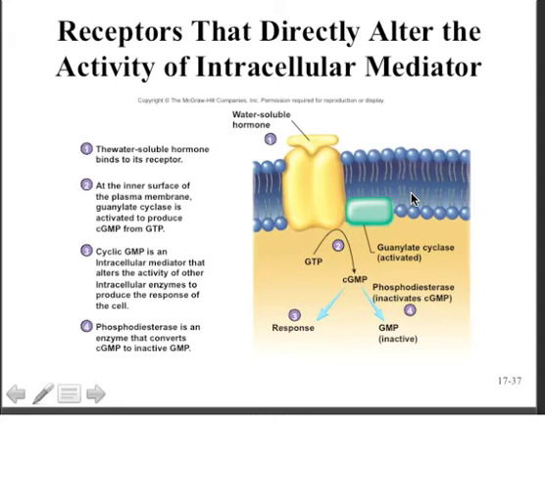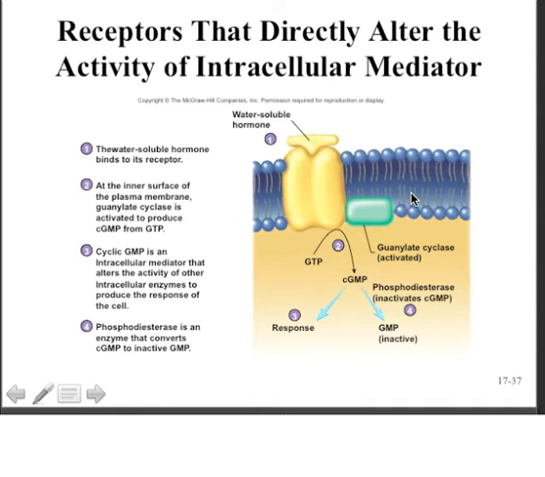So just to revisit, notice again that we have to have binding of the hormone to the receptor, causing the receptor to change its shape. This causes the production of cyclic GMP from GTP via the enzyme guanylate cyclase. The cyclic GMP is then going to act as an intracellular mediator. It'll alter the activity of downstream target enzymes, and this produces the response in the cell.